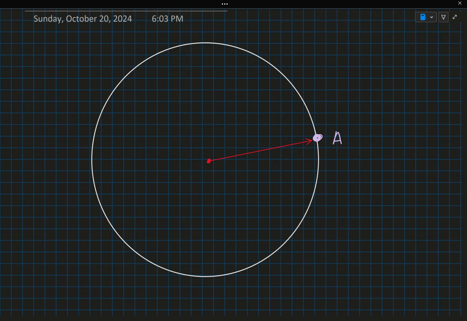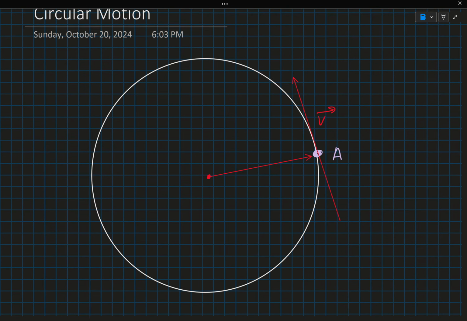So we should actually have a velocity as well. It's moving at a constant speed. The velocity would be tangential to the circle here. So the velocity v is tangential, and the path would just be the arc of the circle.